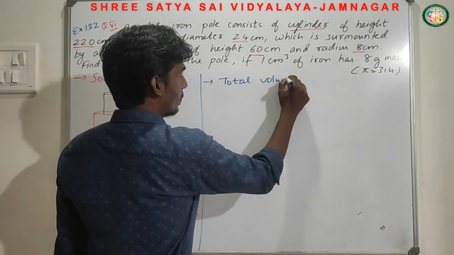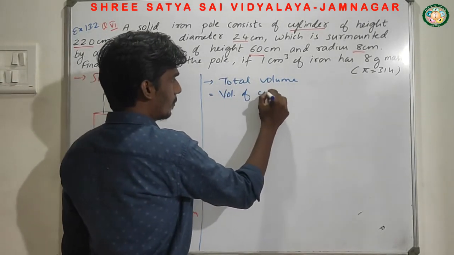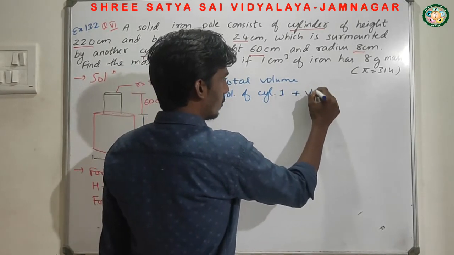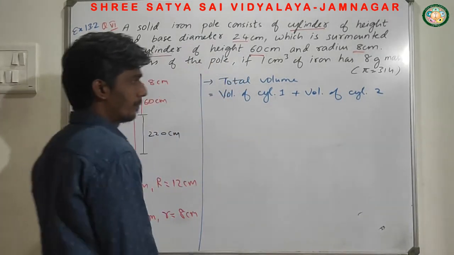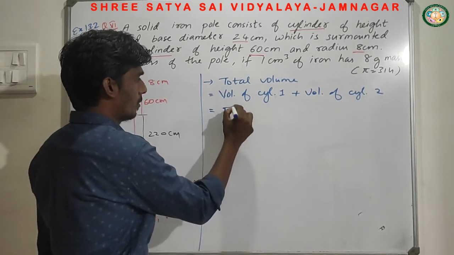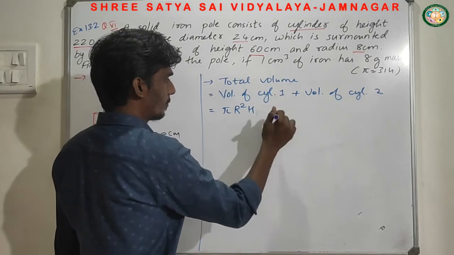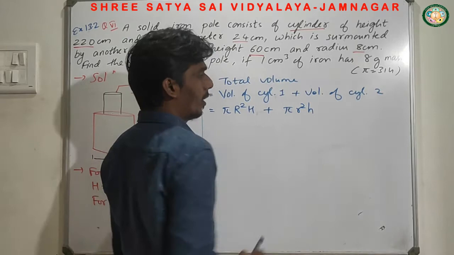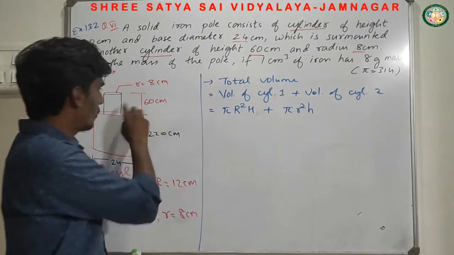Total volume equals volume of cylinder 1 plus volume of cylinder 2. So it's pi r square h. It's pi capital R square capital H for the bigger cylinder, and here small r square small h. So this is the volume of the bigger cylinder, and this is the volume of the smaller cylinder.